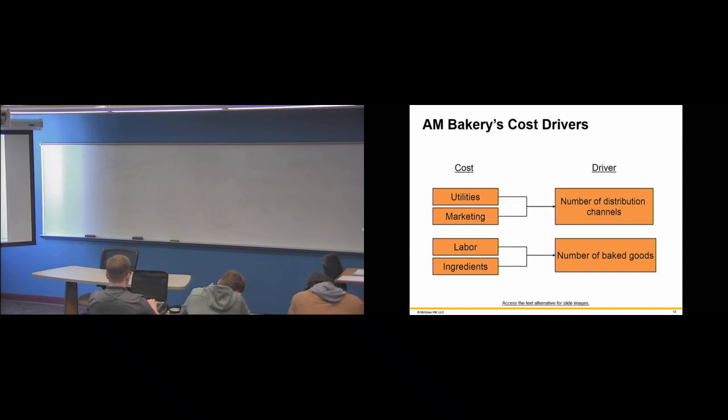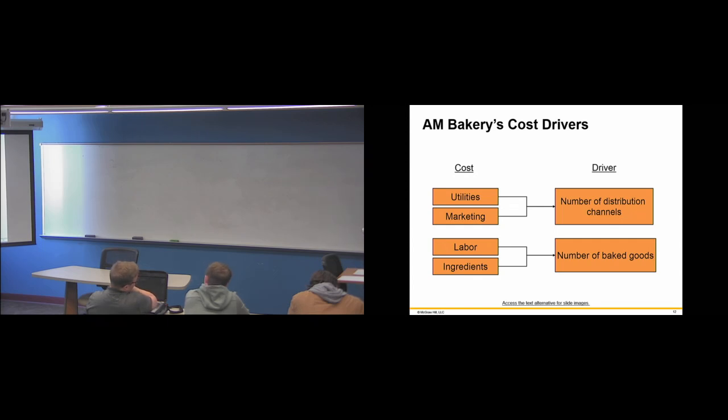So for AM Bakery, the driver of utilities and marketing is the number of distribution channels that Adam has. So far, Adam only has one distribution channel. What is it? It's his small store, right? So he's potentially looking at expanding and adding a food truck, which would then give him 2 distribution channels. By distribution channels, we mean how you're distributing your product, right?